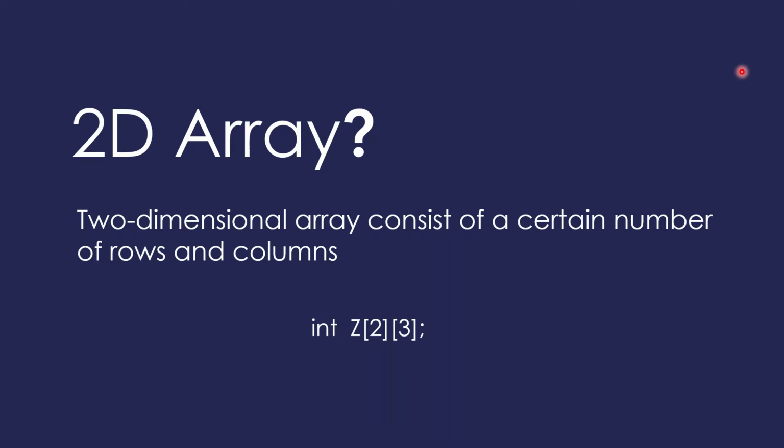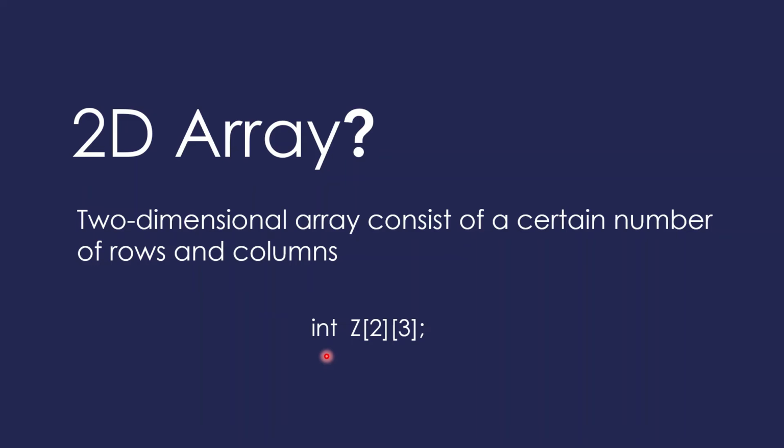Normally C++ allows an array to have more than one dimension. Those kinds of arrays are known as multidimensional arrays. Here, a 2D array is a type of multidimensional array. A 2D array consists of a certain number of rows and columns. I'm going to explain this concept using this example.